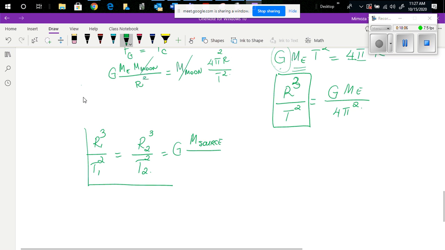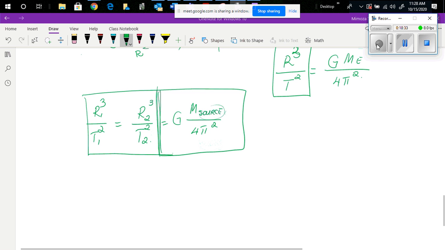So this is constant, and the value is capital G, mass of the source, over 4 pi squared. And now if we are dealing with the source being the Earth, then this will be Earth. If we are dealing with the source being the Sun, then this will be the Sun. But in general, this ratio for a given source is always true. Do you have any questions?